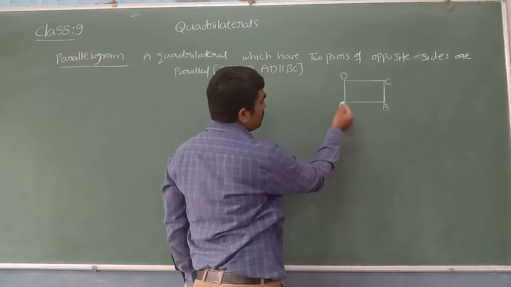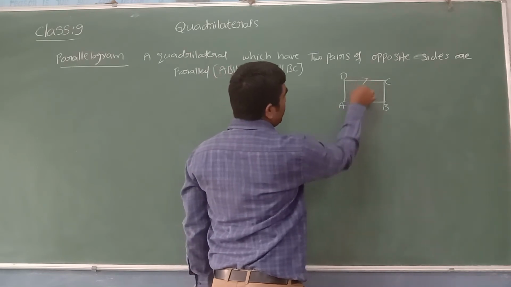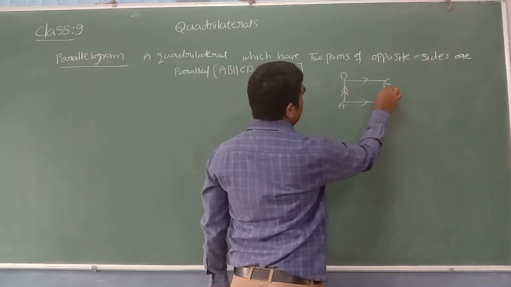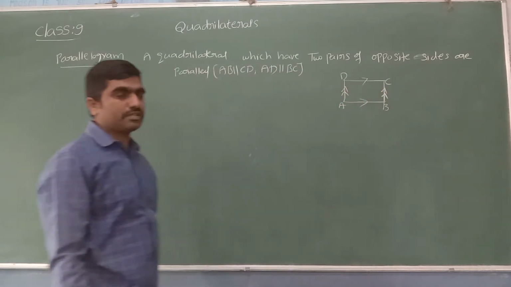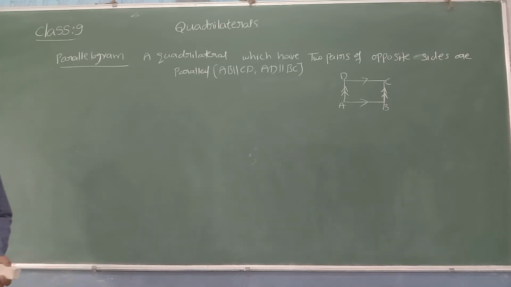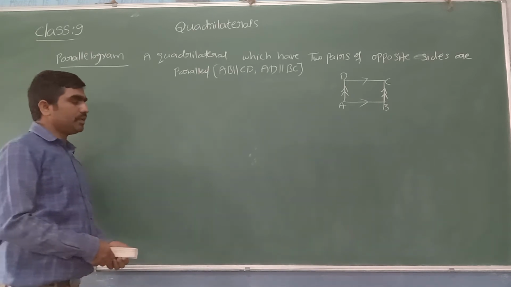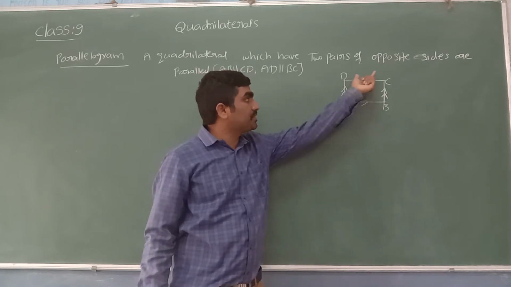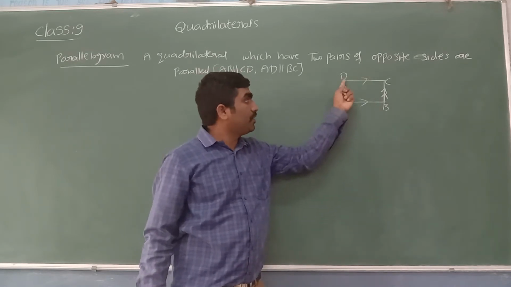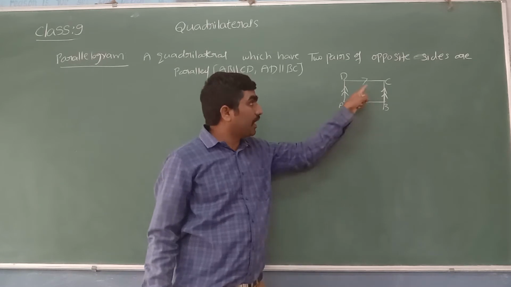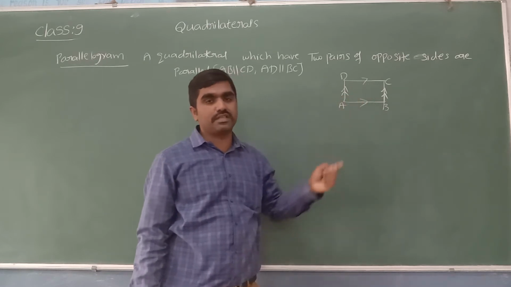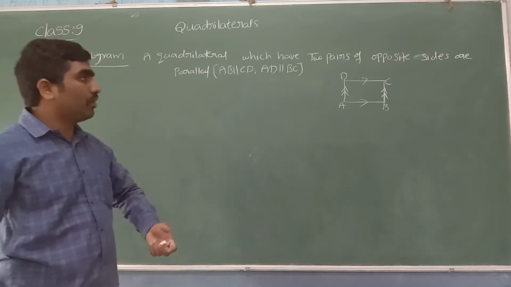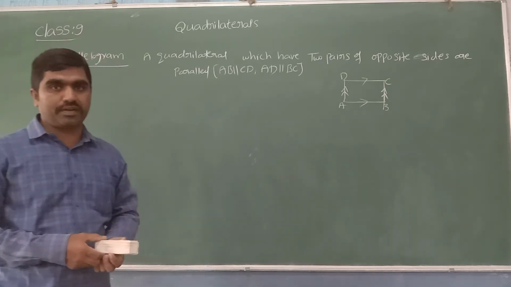How can we represent it in symbolic form? AB is parallel to CD, and also AD is parallel to BC. Two pairs of opposite sides are parallel, then it is called a parallelogram. And also we learned properties of a parallelogram: opposite sides are equal, opposite angles are equal, diagonals bisect each other. We learned a few properties in the previous class. Now let's see the proof of those properties.